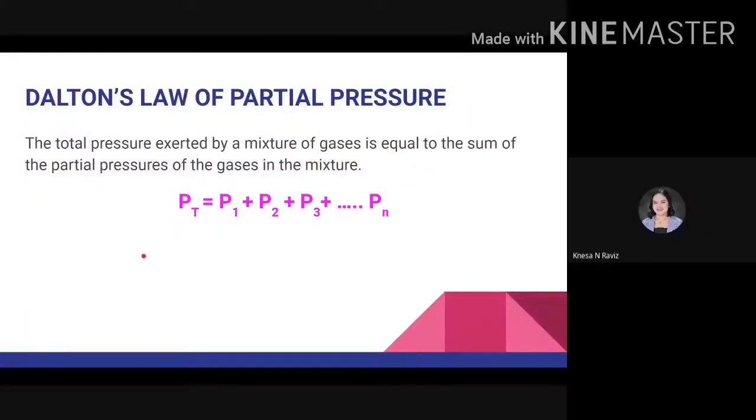So finally, we proceed with Dalton's law of partial pressure. According to this law, the total pressure exerted by a mixture of gases is equal to the sum of the partial pressures of the gases in the mixture. It is represented with this equation. P sub T means total pressure, and you see that it is equal to the sum of the partial pressures of the gases involved in the mixture.